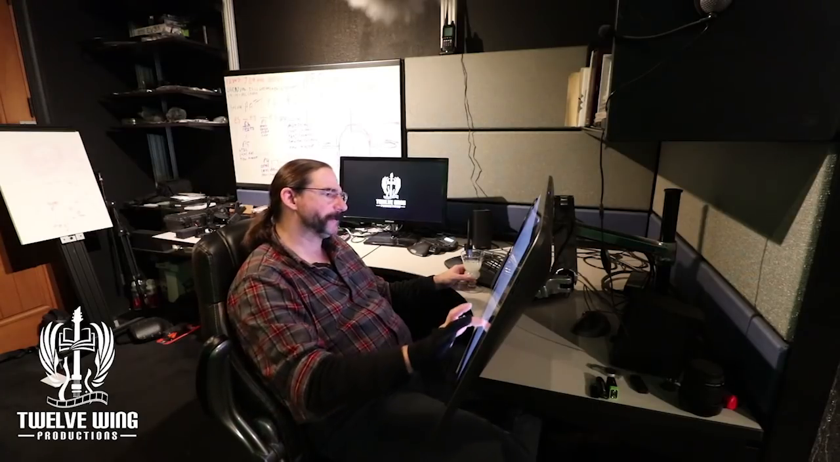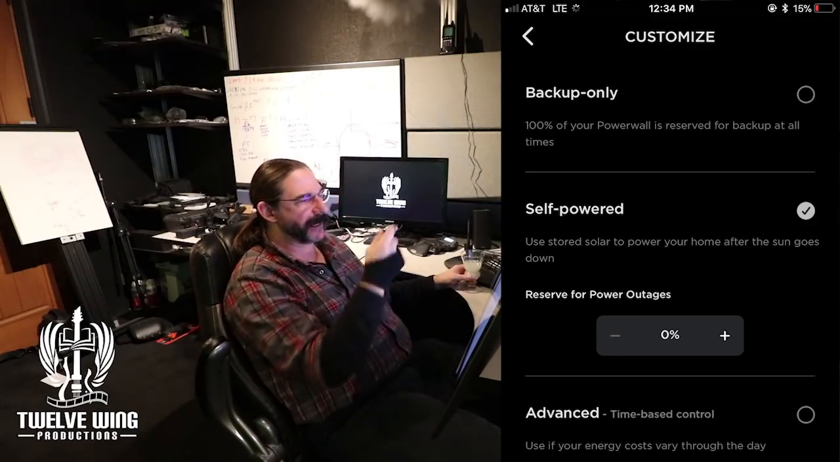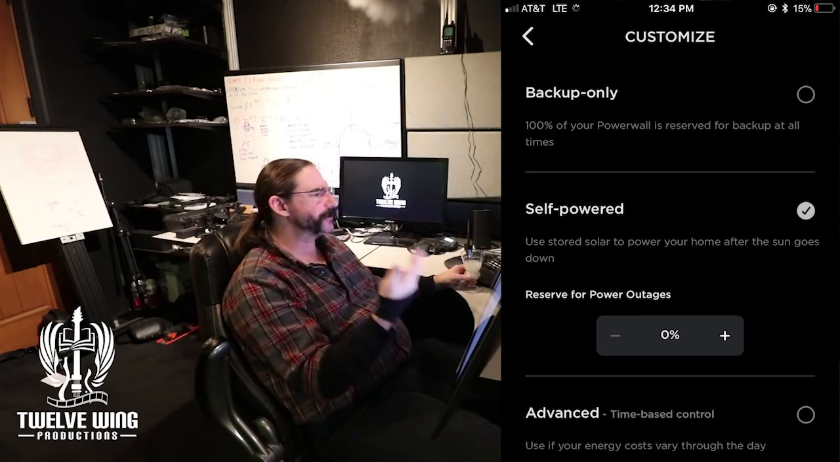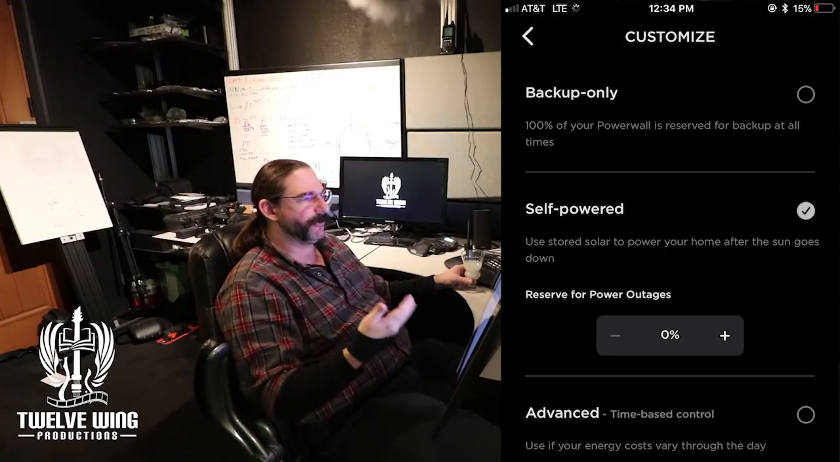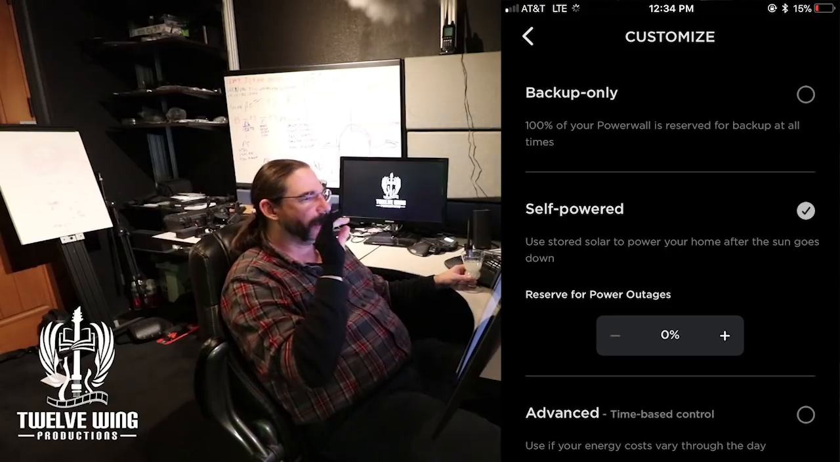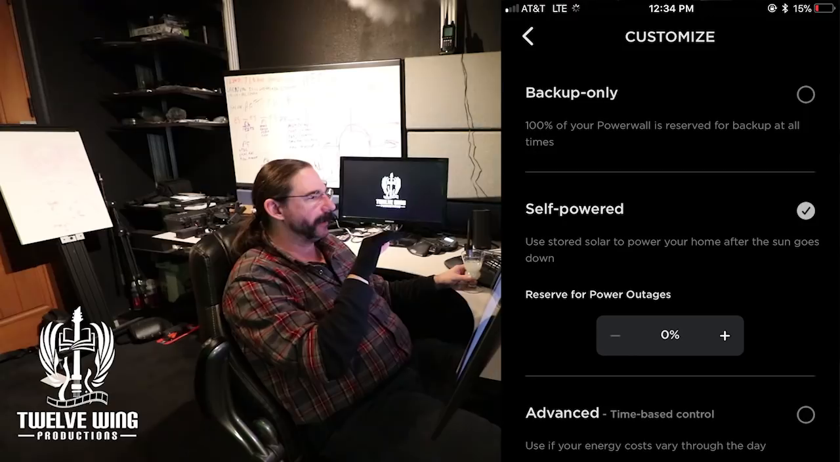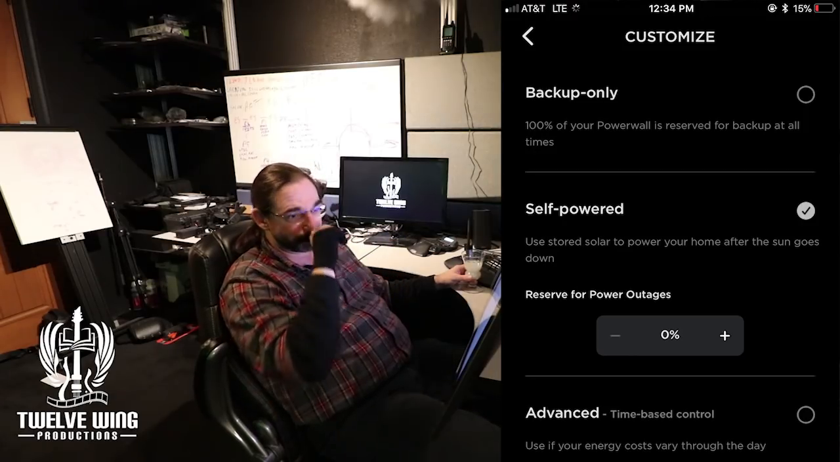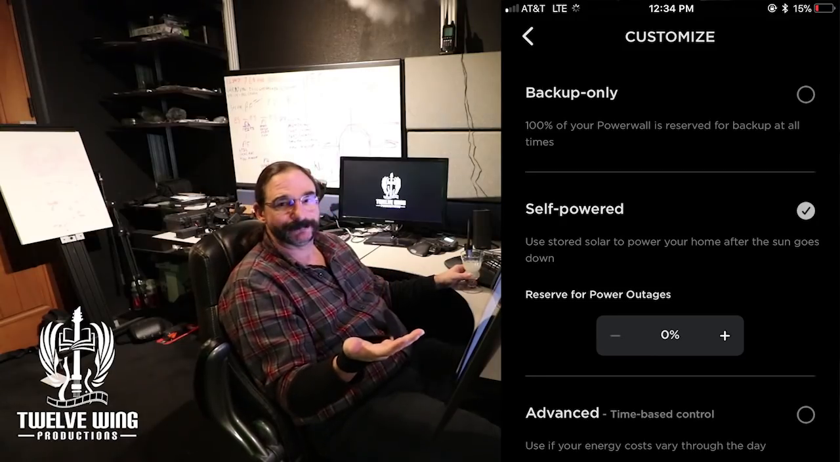After I saw this modality settle in and saw what it was doing, I made some changes. In the screenshot that I'm going to pull up now, I'm taking it off the advanced setting and putting it to the self-powered setting. The reason I did that is I knew from experience what it would do. I knew from messing around with it the previous day, and also from talking to Tesla customer support, that I had a crippled system.